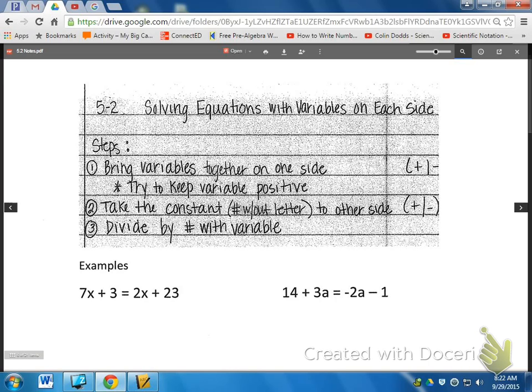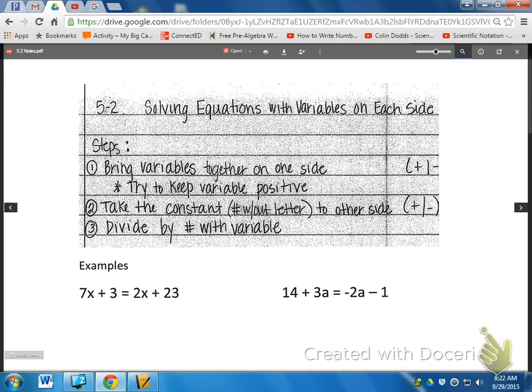So what you do is you look for the smallest number with a variable, and you add or subtract to take it to the other side. That's kind of the thing you're going to look for, the smallest of the two, and add or subtract to bring it to the other side. Remember, whatever you do on one side of an equal sign, you've got to do on the other.